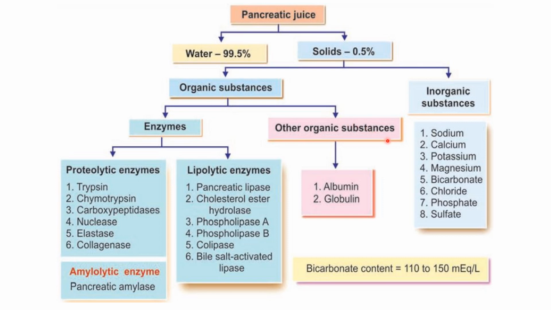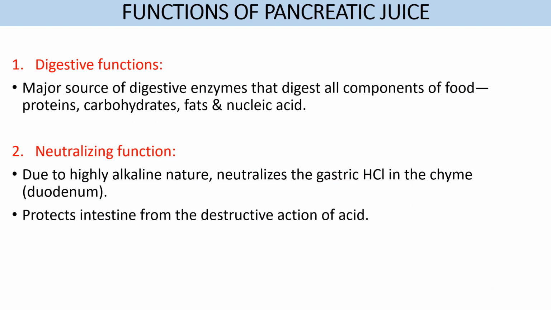Other inorganic substances produced by the pancreas are sodium, calcium, potassium, magnesium, bicarbonates, chlorides, phosphates and sulfates. As far as the functions of pancreatic juice are concerned, you must remember that pancreas contributes tremendously in digestion of proteins, carbohydrates and fats by secreting pancreatic enzymes. It also helps greatly in neutralizing the gastric HCl in the duodenum due to the highly alkaline nature of the pancreatic juice. Pancreas thus also protects the intestine from the destructive action of the stomach acid.